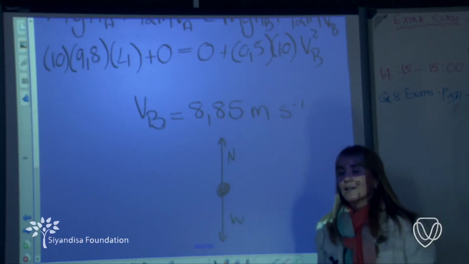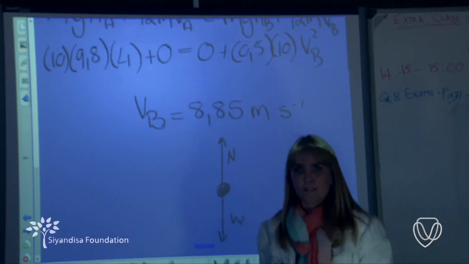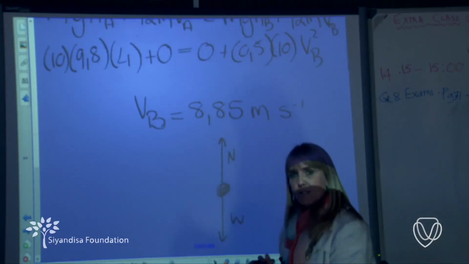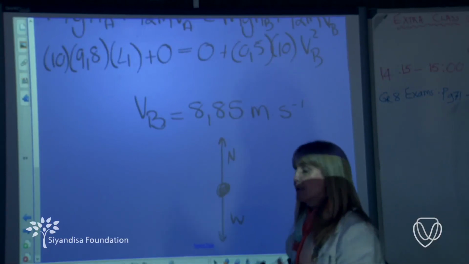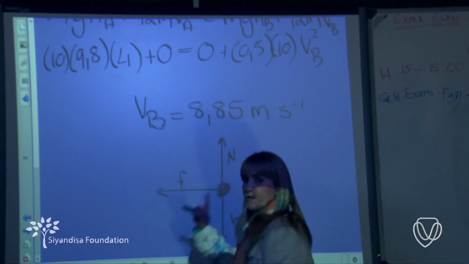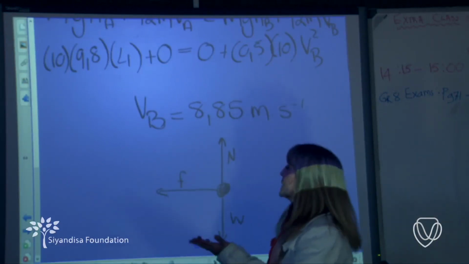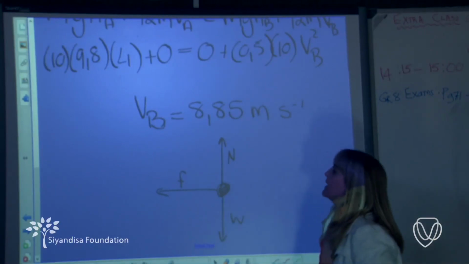And then please remember, nobody's pushing the box, nobody's pulling the box. There is no applied force whatsoever. So what is the only force acting parallel to the surface? It's going to be the frictional force. And because the object is moving towards the right, the frictional force is then to the left. So we now have a frictional force.